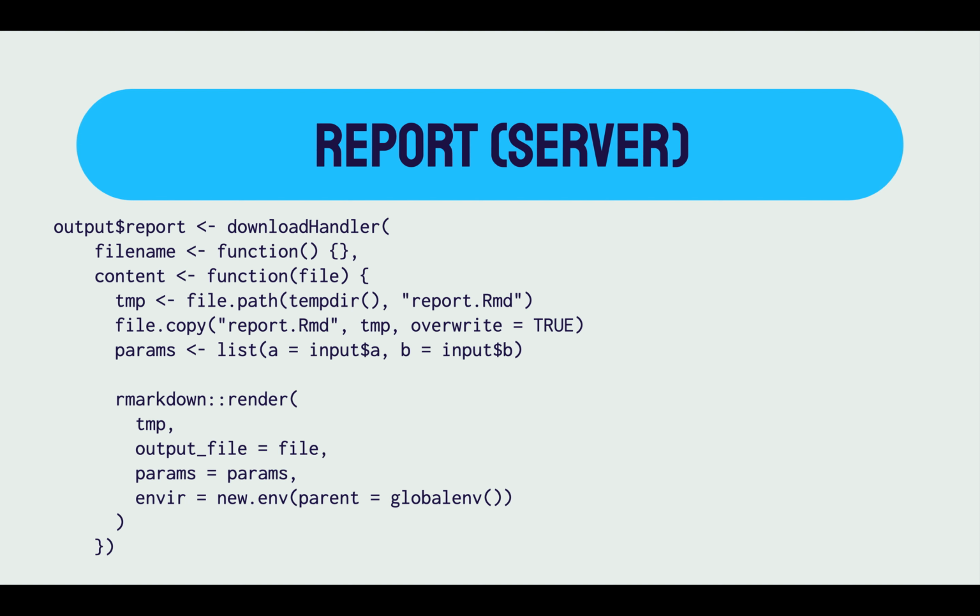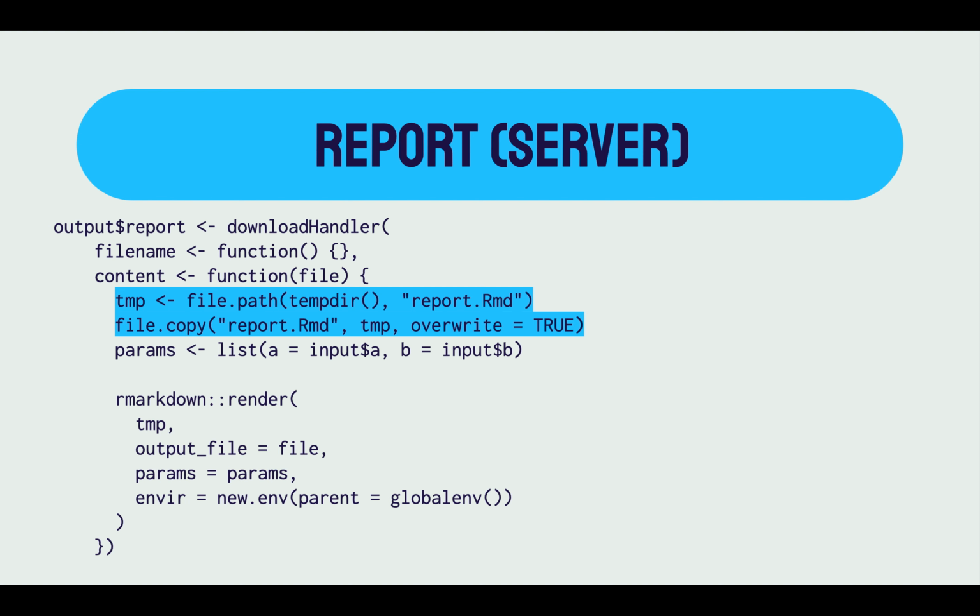So you save that .rmd file, and then you put something like this into your server. I'm going to use this function downloadHandler, and I'm saving the output of this downloadHandler function to the output. In Shiny, you create this list of outputs that you're going to reference in your UI. And this one I'm going to call report.